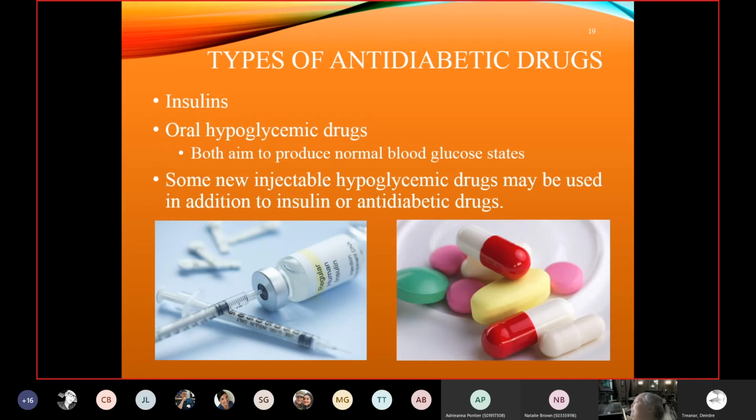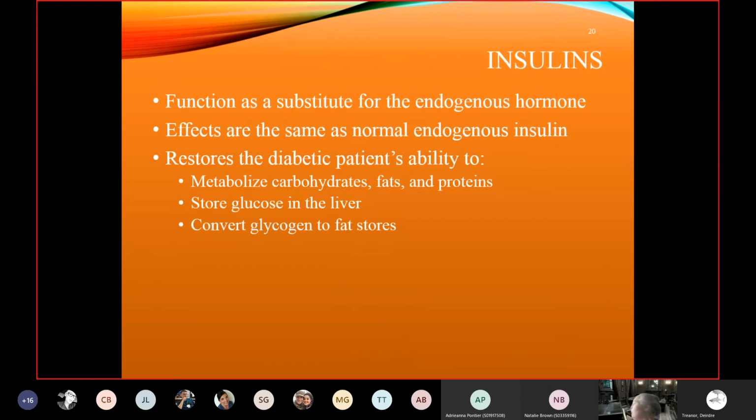Insulin and oral hypoglycemics aim to produce normal glucose levels. There are new injectables as well. So we want to make patients normal glycemic. Insulins are a substitute for our normal insulin. They create the same effects as your normal body insulin, and they actually help restore the ability to metabolize carbs, fats, and proteins, store glucose, and convert glucose.